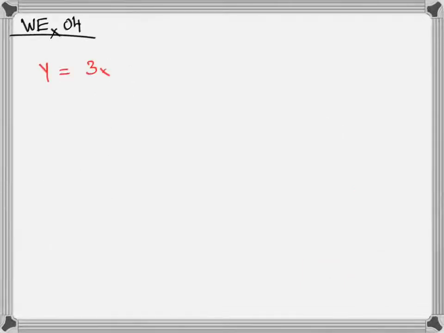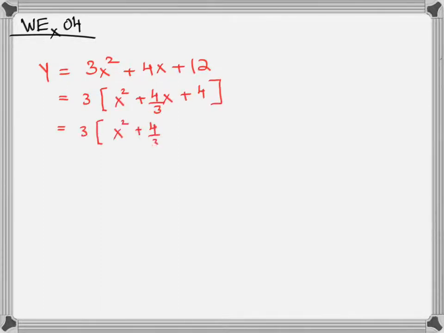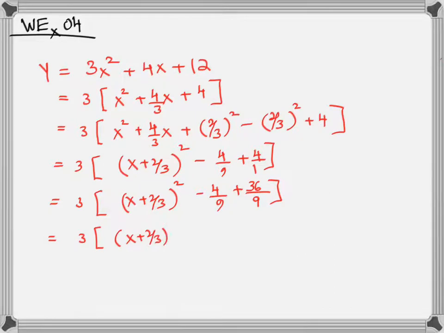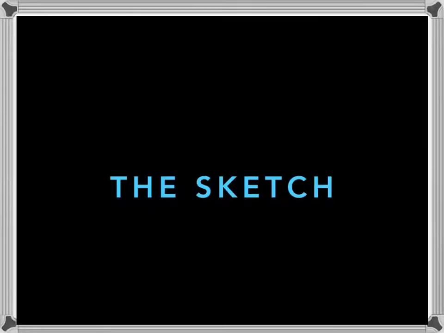Fourth example. This time, the coefficient of x square is 3. The same process as before. Half of 4/3 is 2/3. And then it becomes secondary in nature. Open up the bracket with 3. And therefore, this thing is 3 times x plus 2/3 whole square plus 32 over 3.